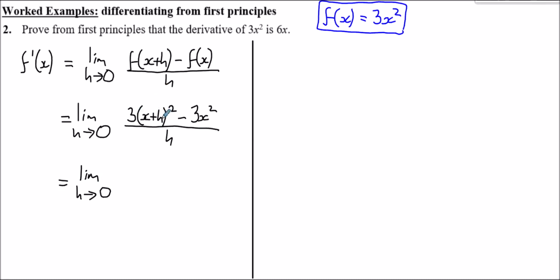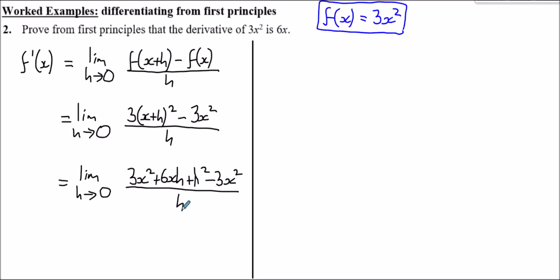So expand this out and remember to multiply by the constant term 3 at the beginning. So x plus h all squared would begin with x squared. Multiply that by 3, we'd have 3x squared. The next term would be 6xh, then plus h squared, minus 3x squared, all over h.